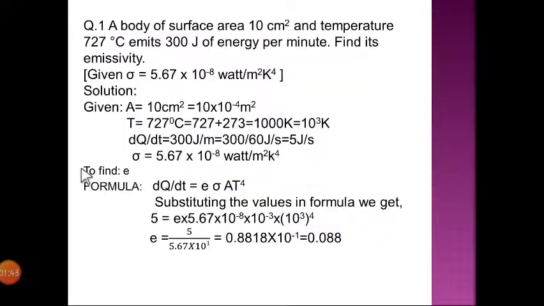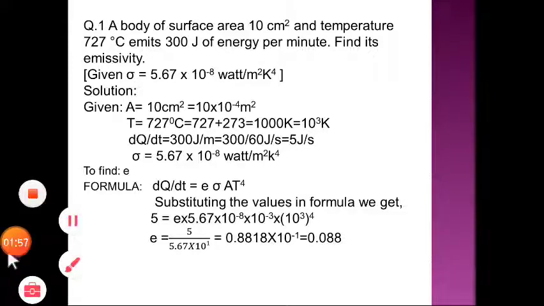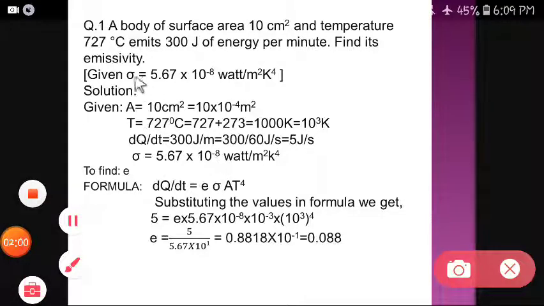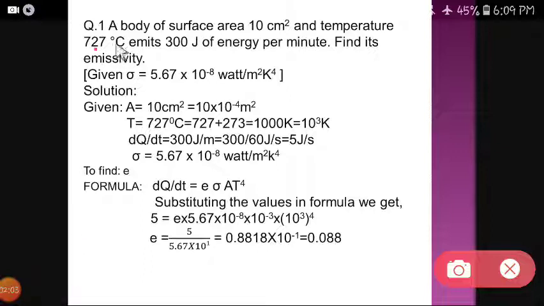Let's see what it is and on what it depends. Okay, it depends on emissivity. All right, so let's move towards this numerical. A body of surface area 10 centimeter square and temperature 727 degree Celsius emits 300 joule of energy per minute. Find its emissivity. I am underlining the given things, and we are going to write all the given things of the numerical, and wherever necessary we are going to convert them into a single system.